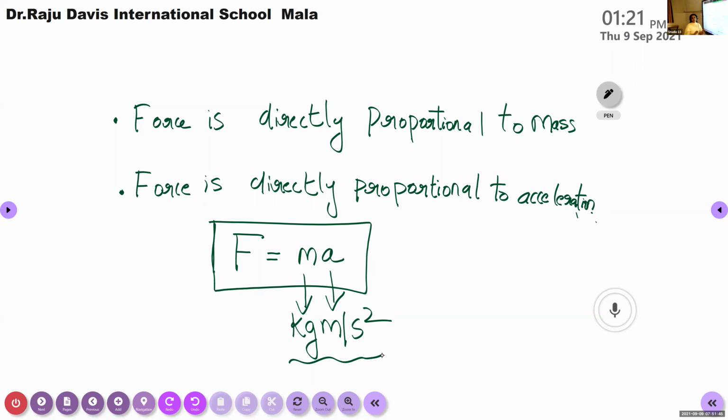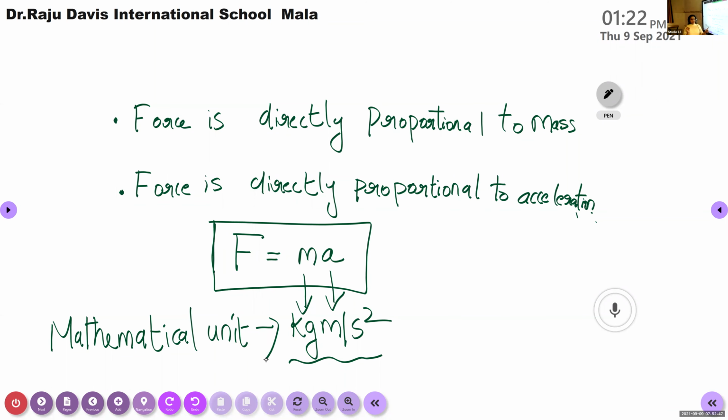Kilogram meter per second square is the mathematical unit for force. It is not the SI unit. The SI unit of force is Newton. This mathematical unit of force, kilogram meter per second square, is equivalent to the Newton. In general, we say Newton is the SI unit and kilogram meter per second square is the mathematical unit. Both are units of the physical quantity force. So force possesses two units. One is Newton, the second is kilogram meter per second square. Don't make confusion.